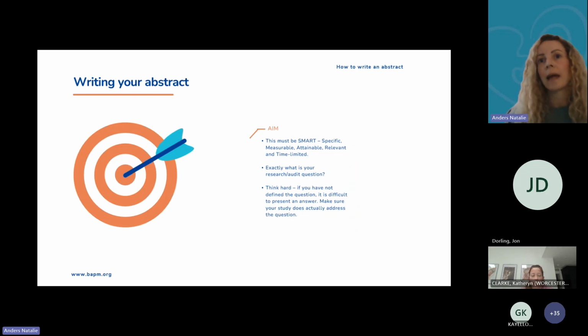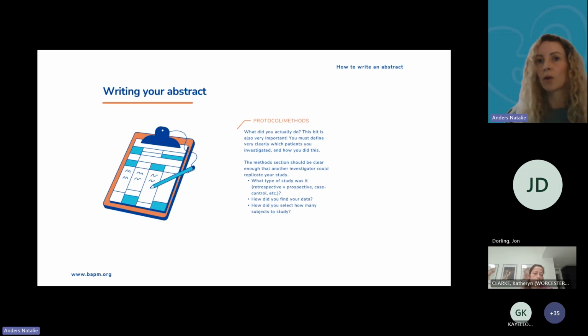So initially starting off with your aim, it must be SMART, so it needs to be specific, measurable, attainable, relevant, and time limited. So you need to be stating within your aim what exactly your research or audit question is. You need to make sure this question is clearly defined, and then make sure that what you're presenting within the rest of your abstract and your results paper actually answers that question. If you've asked a question and you've not answered it, then the question's not relevant. So you just need to be asking yourself as you're doing it, do the two match up? Your study needs to be addressing the question.